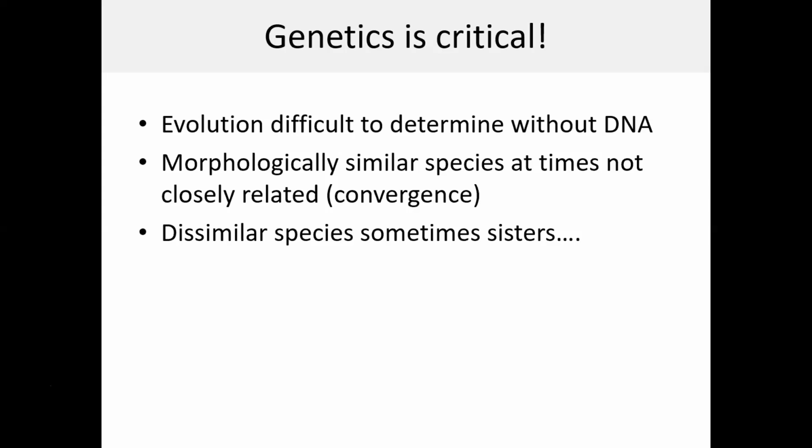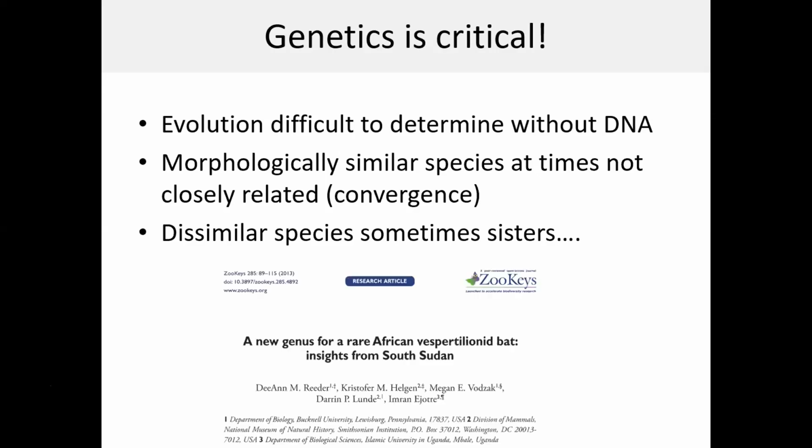And genetics has allowed us to get a handle on this. The reason I bring this up is that occasionally we are still doing taxonomy without reference to genetics. And here's one example of that. It's in fact a very good paper. I don't mean to belittle this paper at all, but it's just a useful example of how we can arrive at different conclusions with and without genetics.